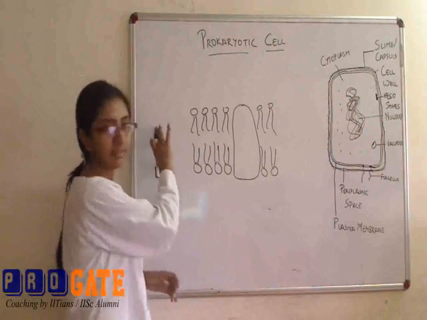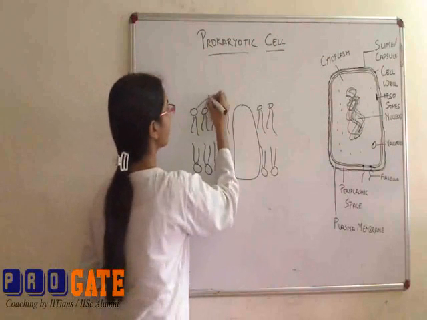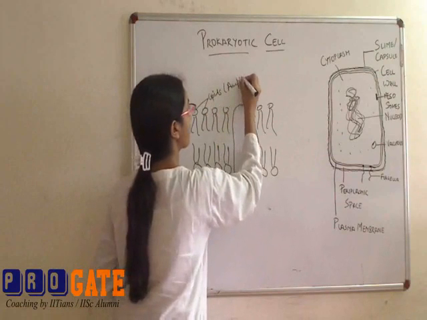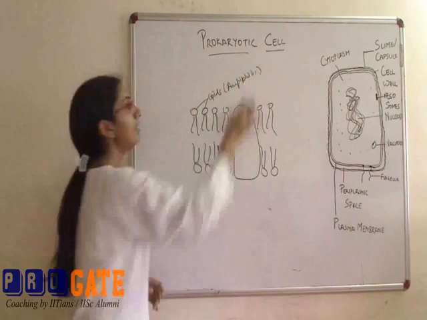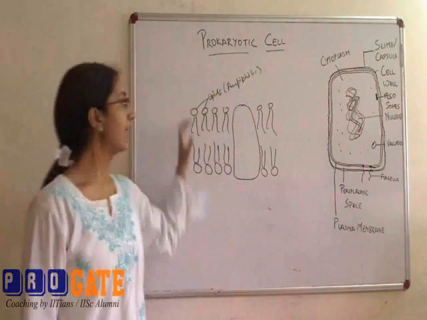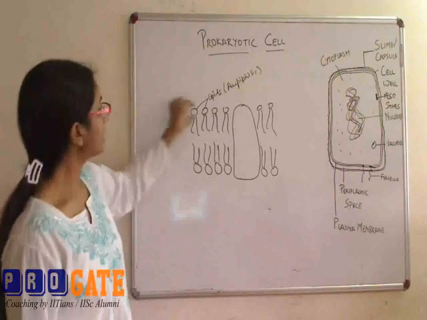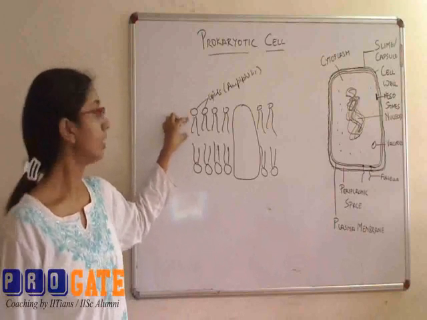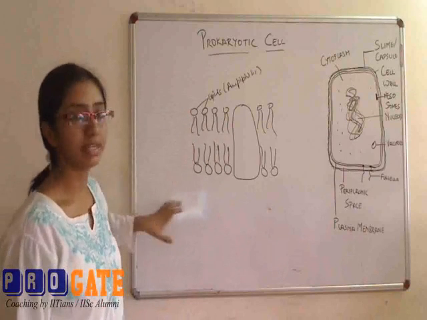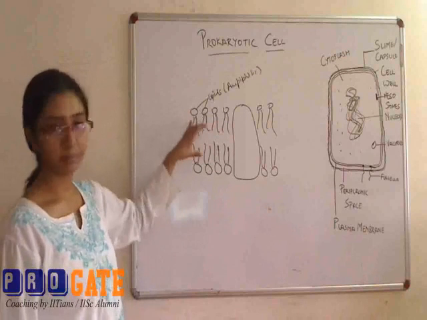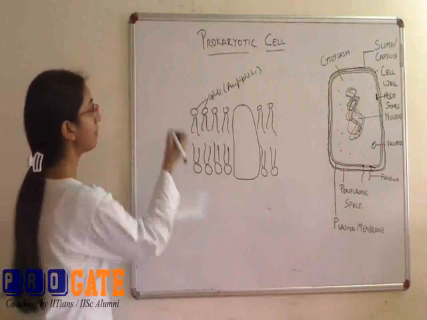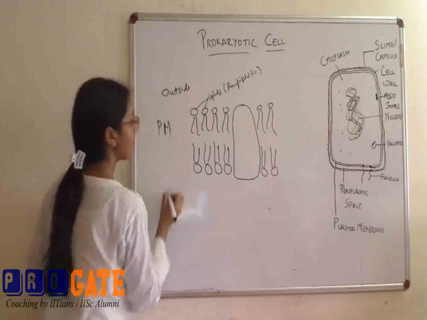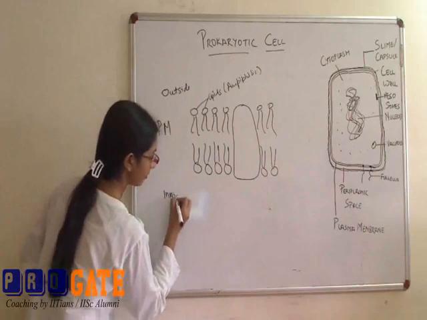In this structure, these are the lipids, and these are amphiphilic. Amphiphilic means they have both hydrophobic and hydrophilic ends. These are the hydrophilic ends of the lipids, and these are the hydrophobic ends. These lipids orient themselves into a bilayer where the hydrophobic ends are submerged and the hydrophilic ends face outward. This is the outside of the cell, this is the plasma membrane, and this is the inside of the cell.